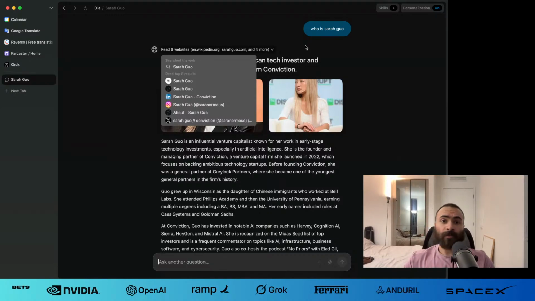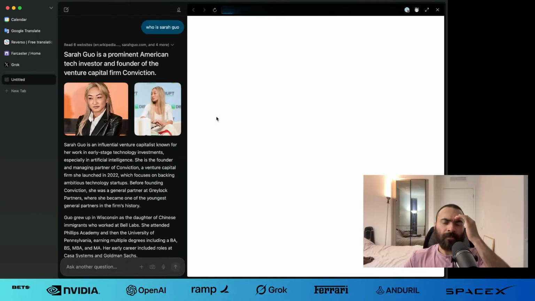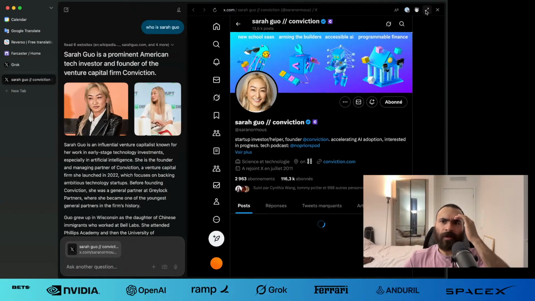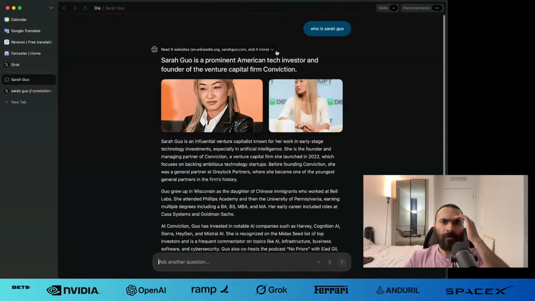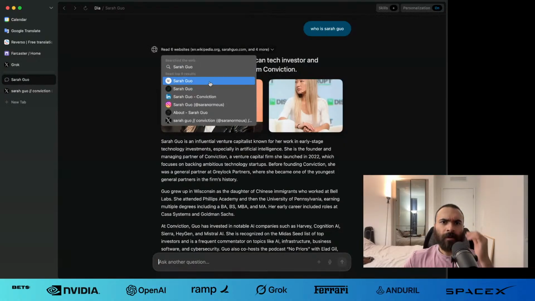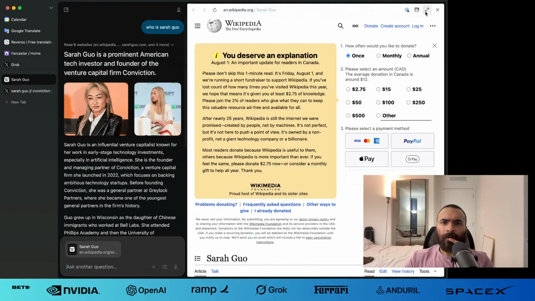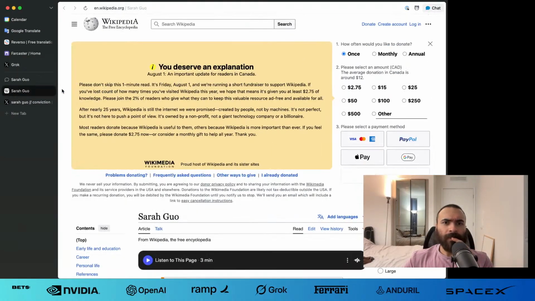Oh, wow. Instagram. Okay, it looked into Instagram. It looked into X. All right, this is cool. We can now open X. Yes, this is good. Really cool. It opened a new tab. We have the Wikipedia. Oh, wow. It opens up like this.